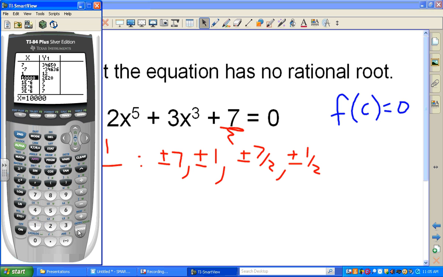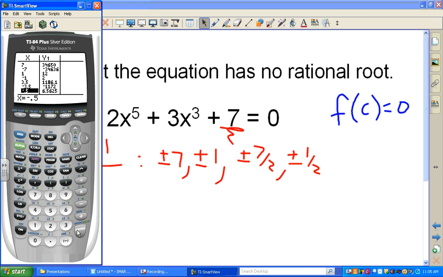Checking out 1, doesn't work. -1, doesn't work. 7/2, doesn't work. -7/2, nope, doesn't work. 1/2, nope, doesn't work. What about -1/2? Nope, doesn't work. None of them work. Therefore, that has no rational root.